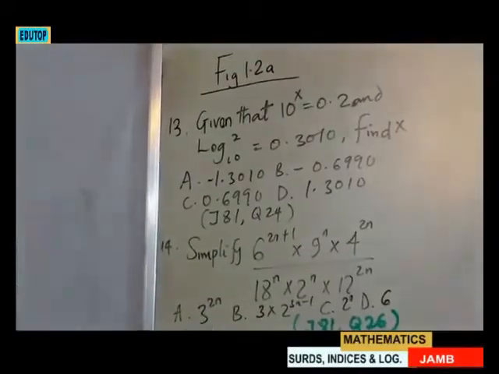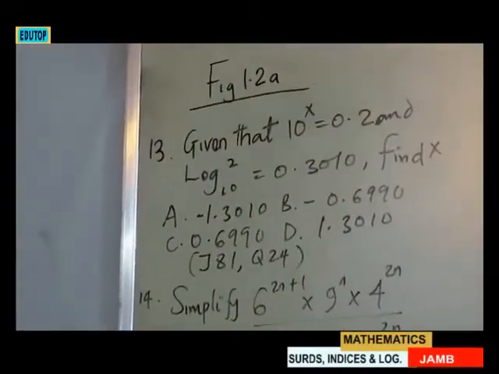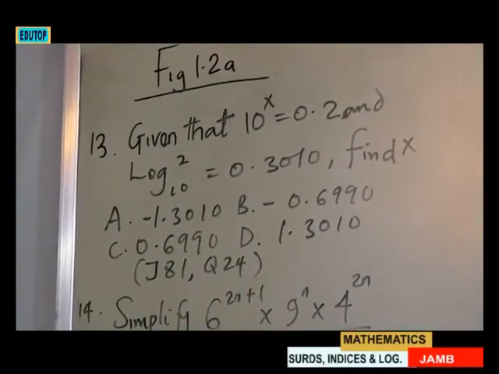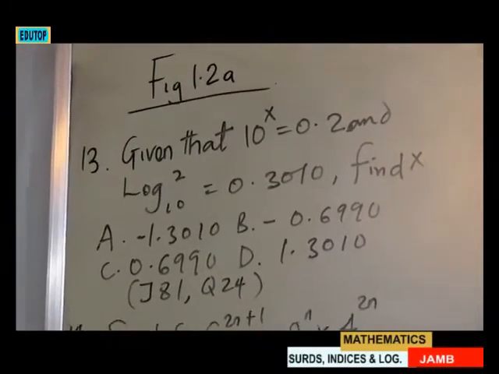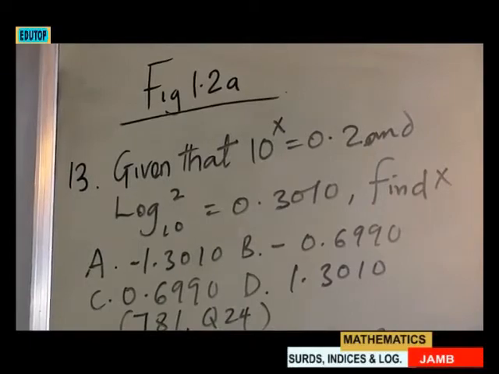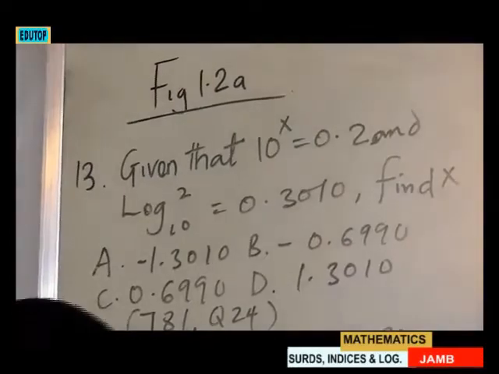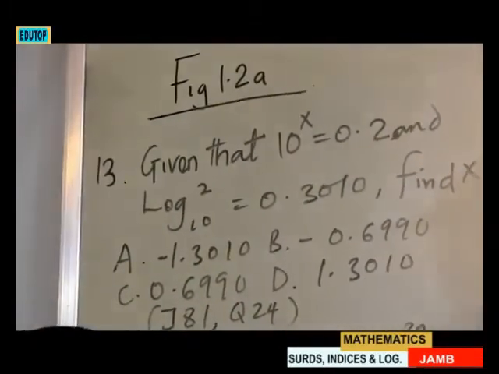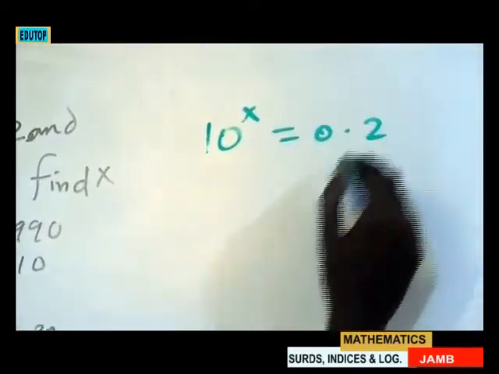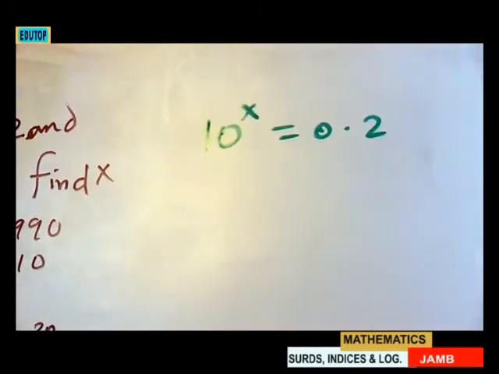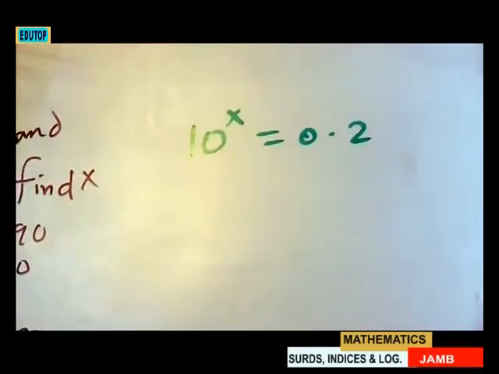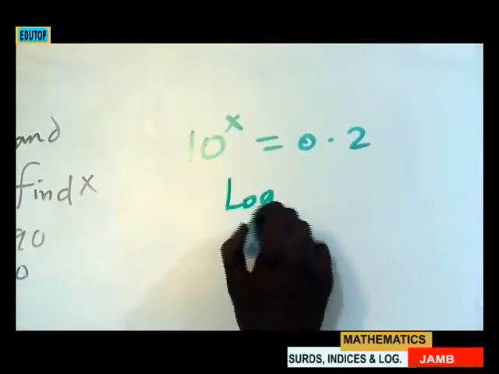Question 13. Given that 10 raised to power x equals 0.2 and log 2 base 10 is equal to 0.3010, find x. The question asks us to find x. Now, looking at this question, 0.2, the first thing we do here is to introduce log to base 10 to both sides. Log to base 10 we introduce to both sides.